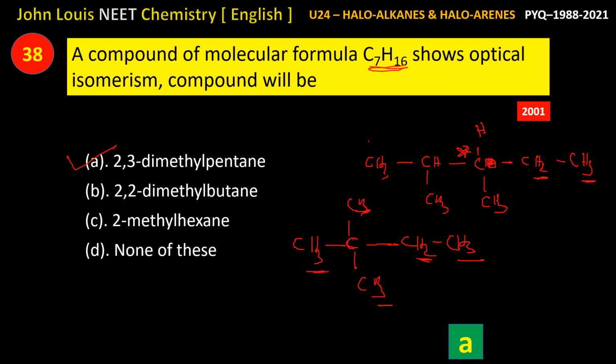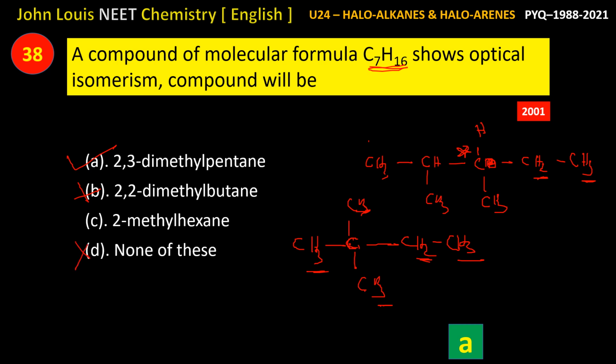Let us take this one. Here out of 4 bonds, 3 bonds are bonded to CH3. Therefore this also cannot be a chiral carbon. Therefore no chiral carbon in this. Therefore option B is ruled out. Then option C. Since option A is having a chiral carbon, none of these others are correct.